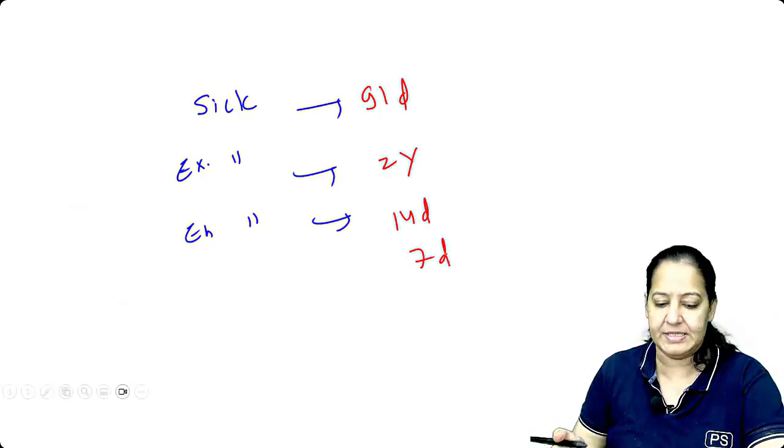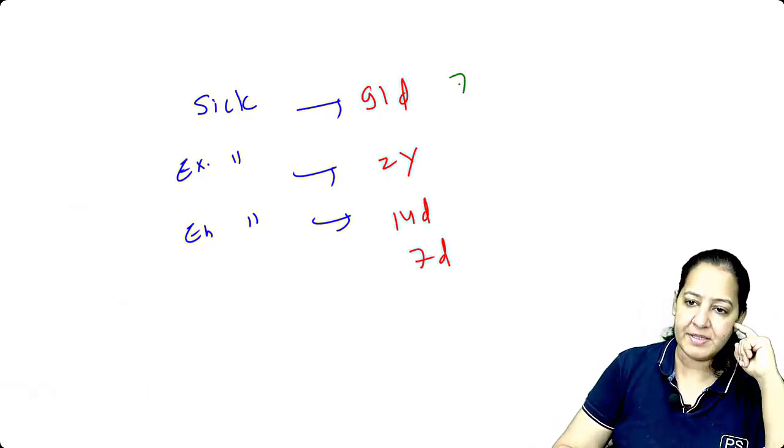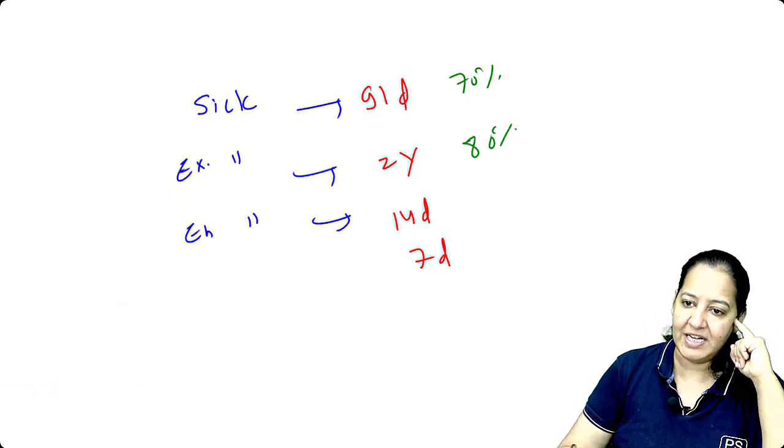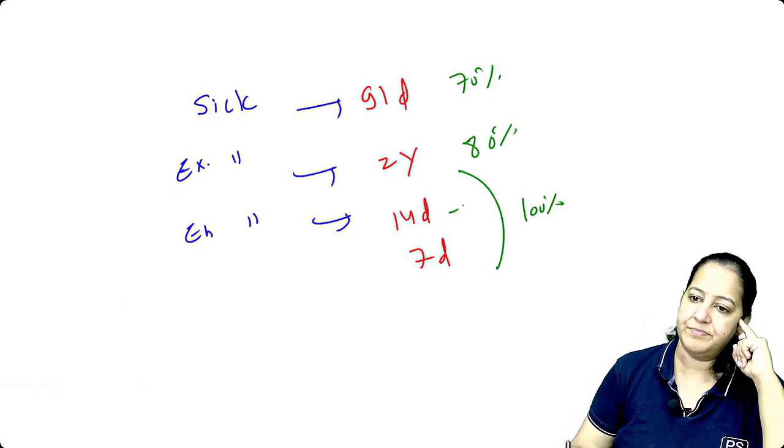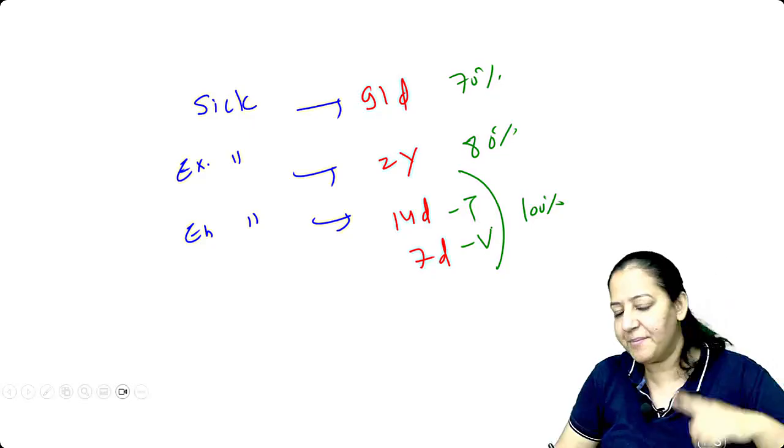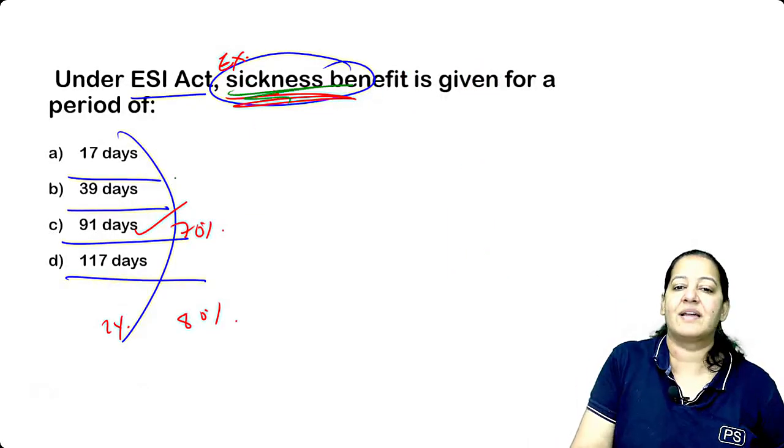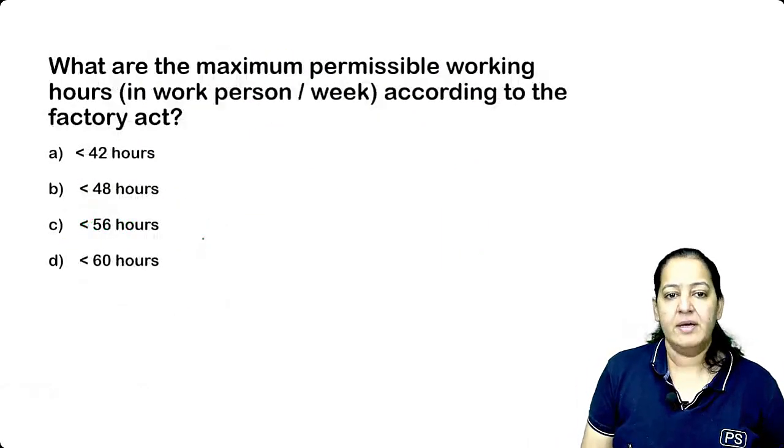Hana, tell me the percentage. Here the percentage is 70%, here 80%, and here 100%. This is tubectomy, this is vasectomy. I guess I'm right. Hana, so they are asking for sickness, go with 91. Okay. The next question.